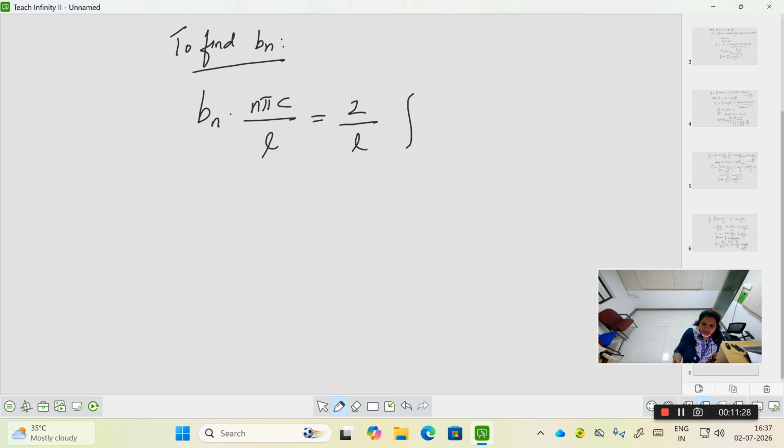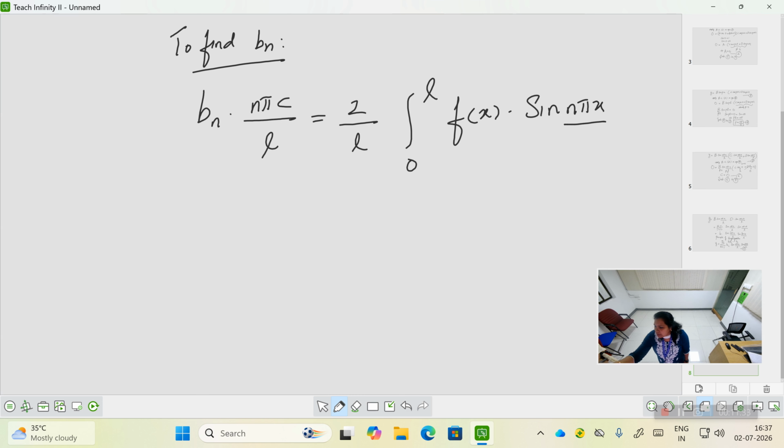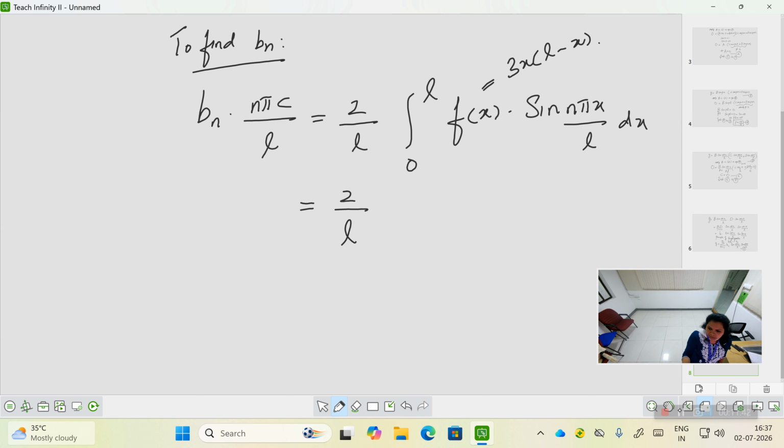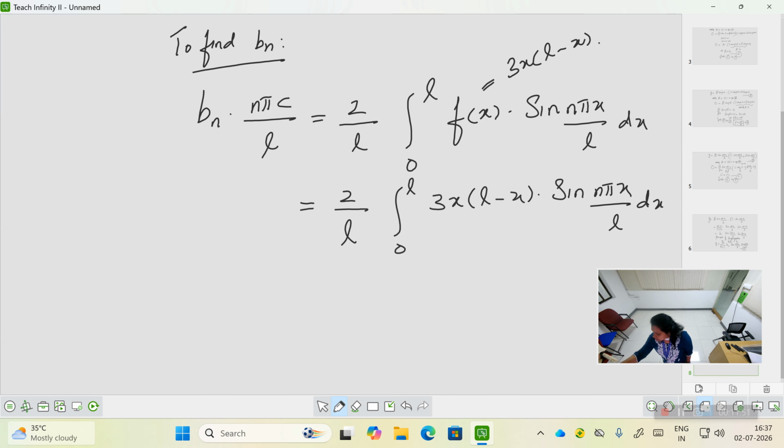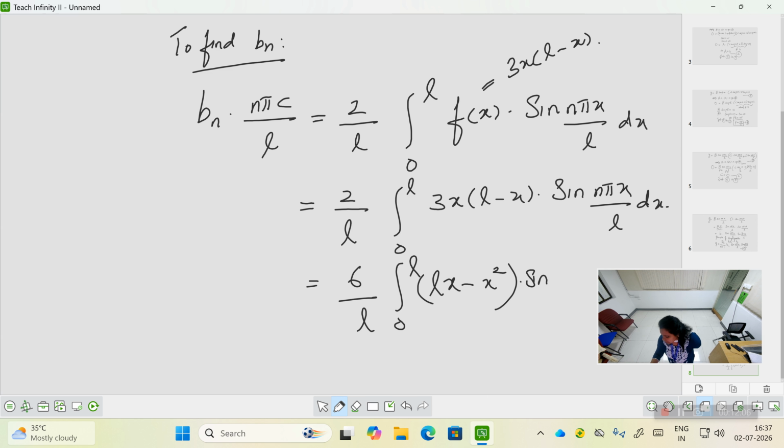2 by L, 0 to L, f of x sin n pi x by L dx. So what is this f of x? That is the function given in the problem, 3x into L minus x. Come on, substitute here: 2 by L, 0 to L, 3x into L minus x sin n pi x by L dx. So now you know the Bernoulli condition, how to apply here. Take 3 outside: 6 by L, 0 to L, multiply the term here, Lx minus x square, sin n pi x by L dx.